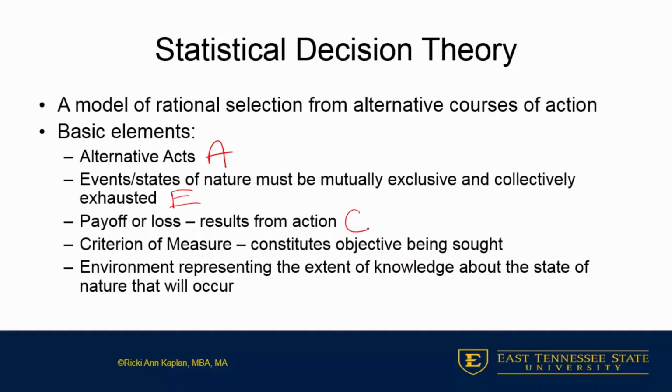Criterion of measure constitutes the objectives being sought. How are we measuring this? And the environment representing the extent of knowledge about the state that will occur. How much information do we have? How much information do we know about what might actually happen?